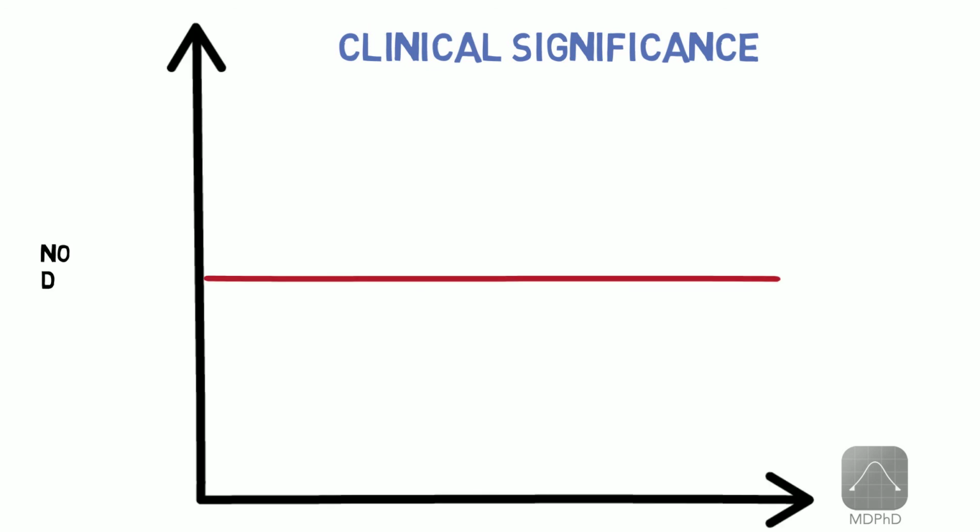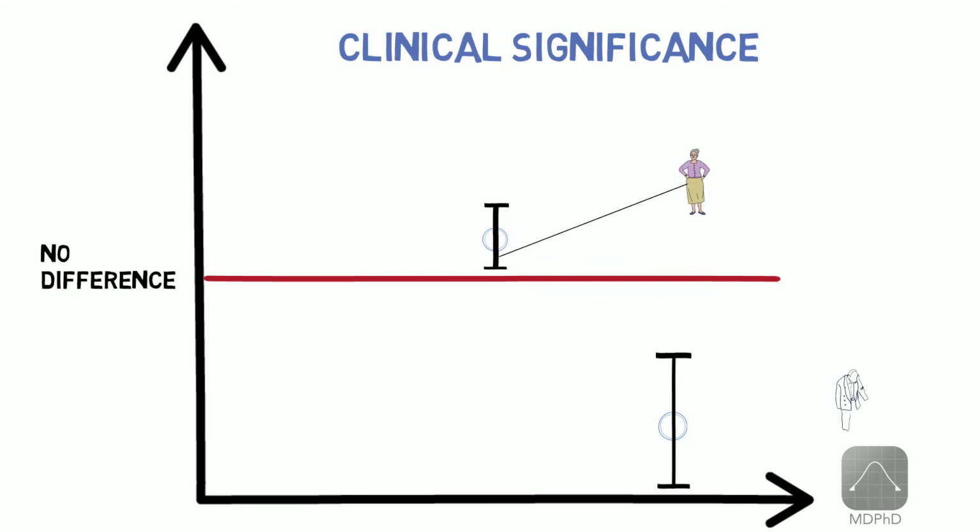Confidence intervals help clinicians decide on clinical significance. For example, a statistically significant result that is really close to the null hypothesis may be clinically insignificant. Your patient likely falls somewhere in the range of values in the confidence interval, and you have to determine if your intervention will make a clinically significant benefit to their health.